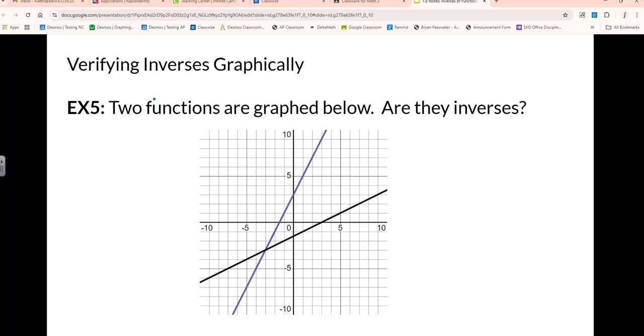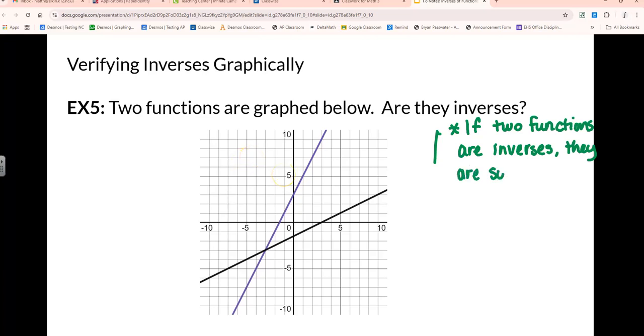I could look at some points, and I'll do that here in a second. But we earlier said, and we can write it here again, if two functions are inverses, they are symmetric about the line y equals x. Okay, we put that on an earlier slide as well.